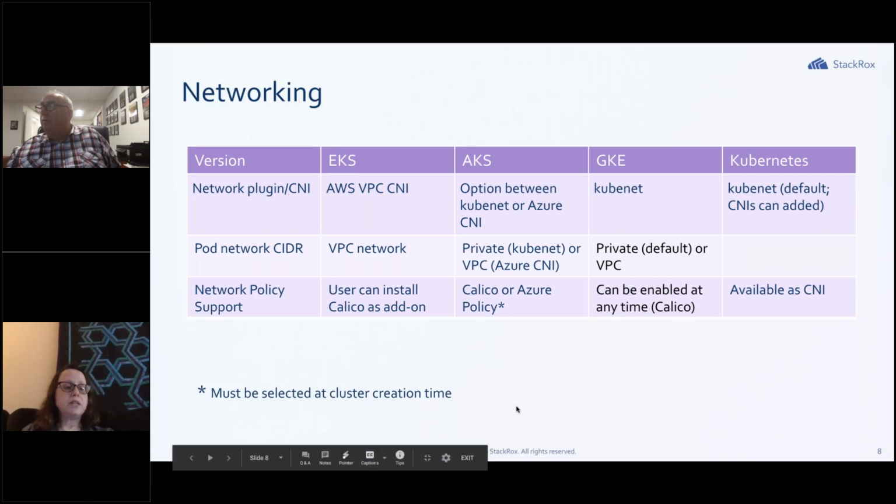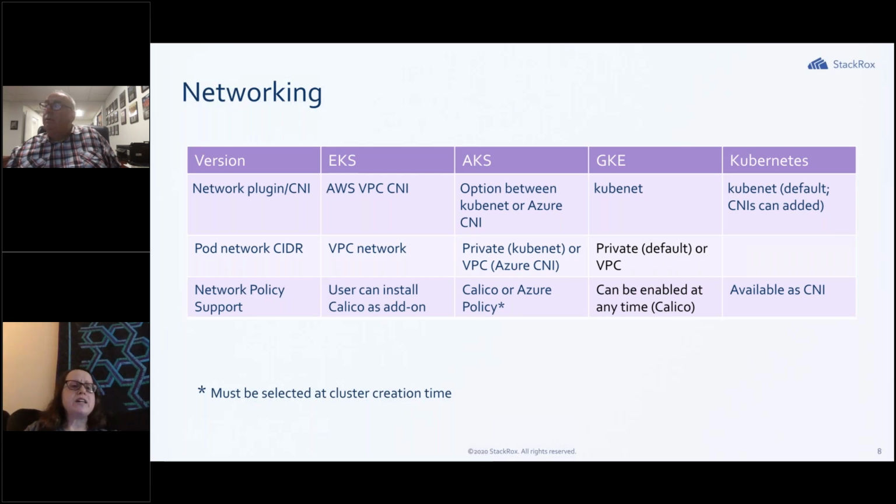Okay, network plugins. EKS requires you to use their VPC CNI. CNI stands for Container Network Interface. This is the plugin API, Container Network Interfaces. This is how Kubernetes lets you create a third-party plugin. Again, Kubenet is the default.